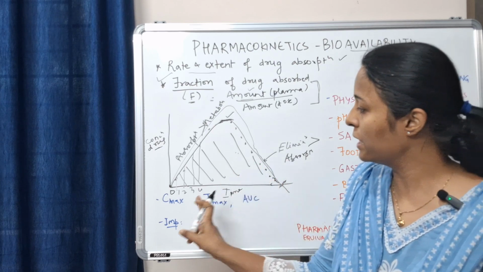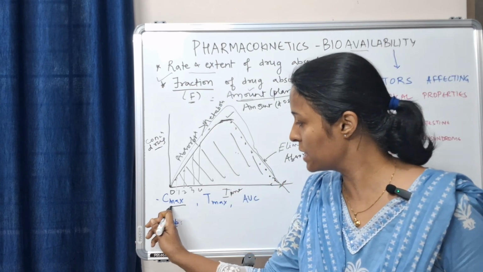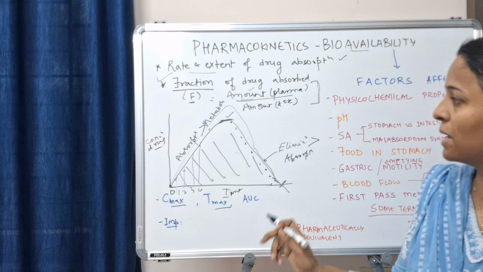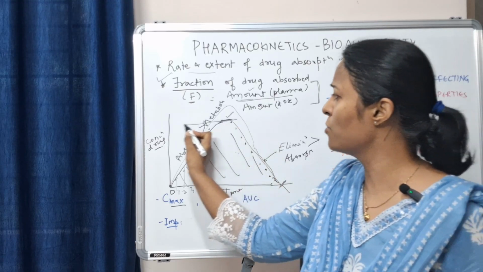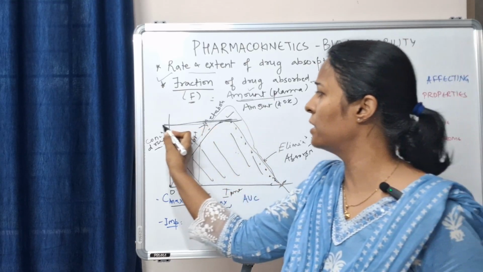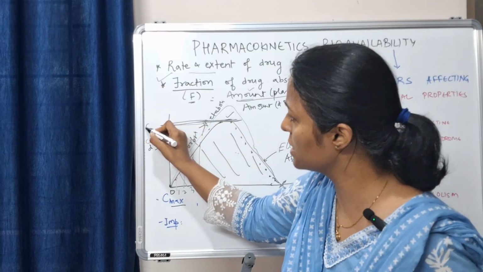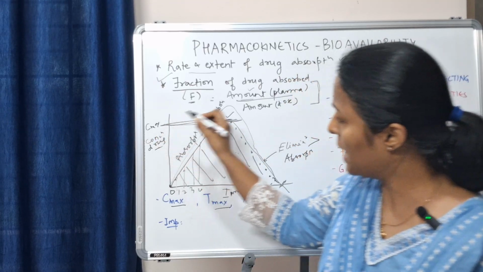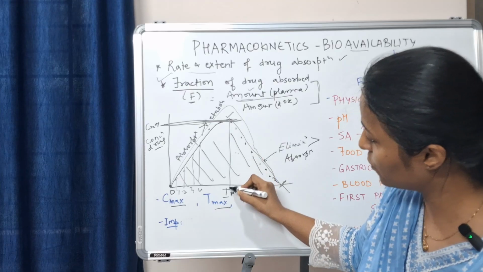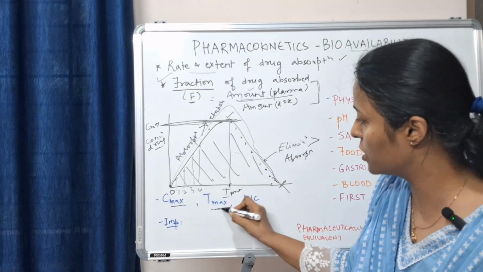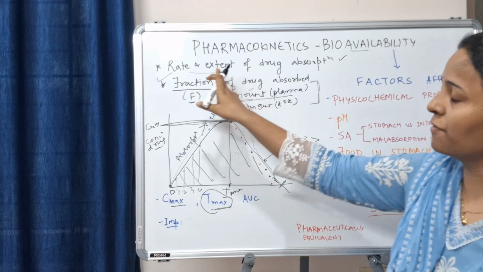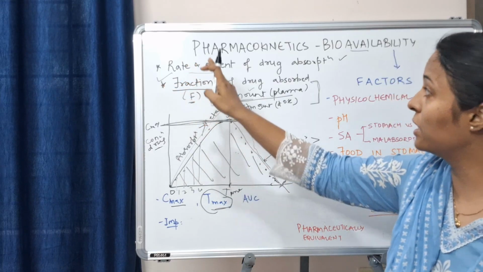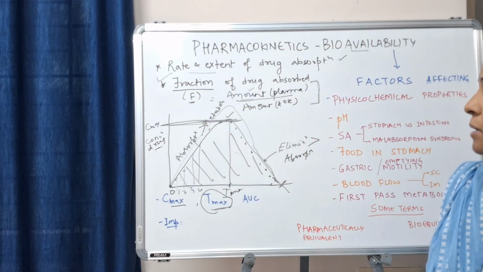Now, before that, there are certain terms we should know, that is Cmax, Tmax. What is Cmax? Cmax is the maximum concentration which is achieved when the drug is given. Okay, so this is Cmax, and Tmax is the time at which this maximum concentration is achieved. So you see the first definition which I told you, that the rate and extent of drug absorption.